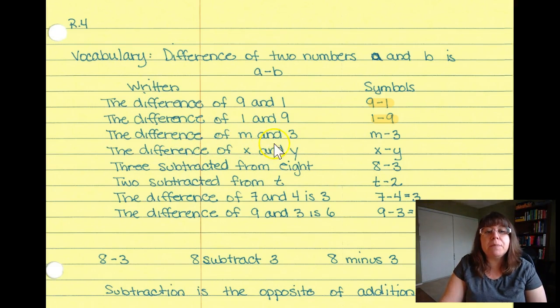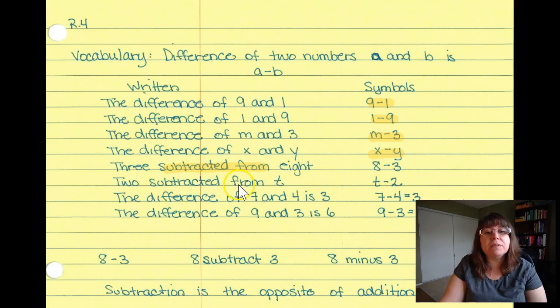The difference of m and 3, that would be 3 minus m. The difference of x and y, x minus y. 3 subtracted from 8. Now you might just think that it's 3 minus 8, but subtracted from means that we take the second number, 8, and then we subtract 3 from it. So 8 minus 3. Kind of read it backwards.